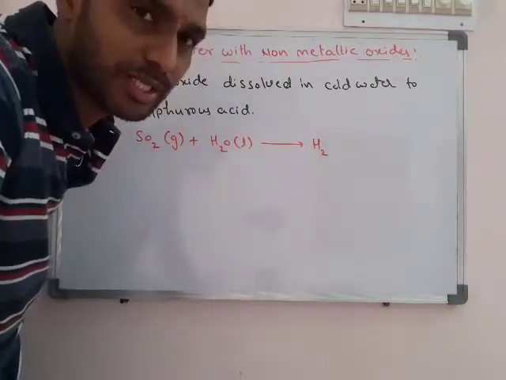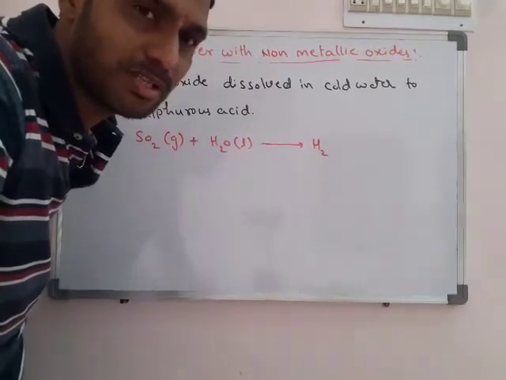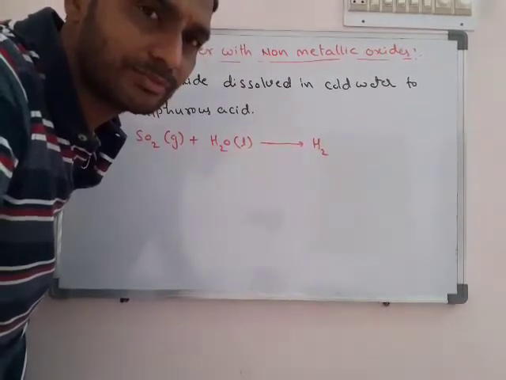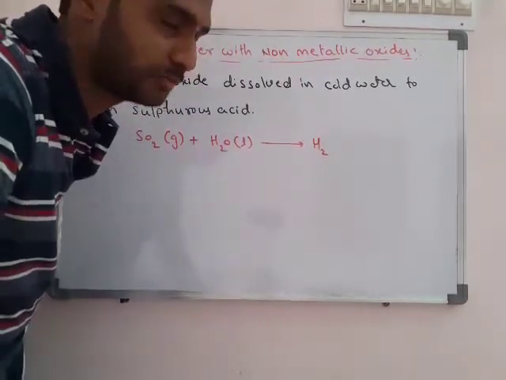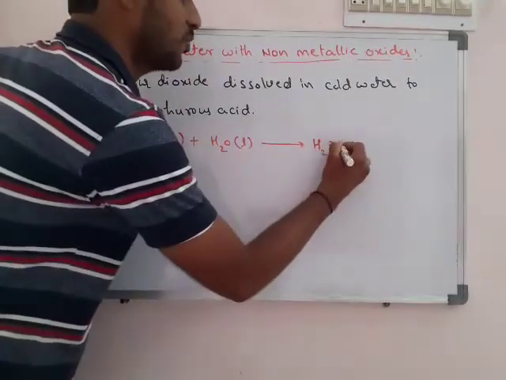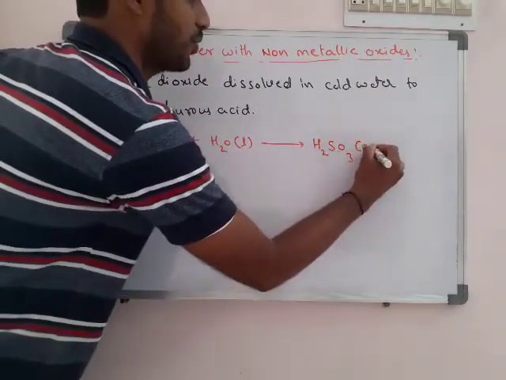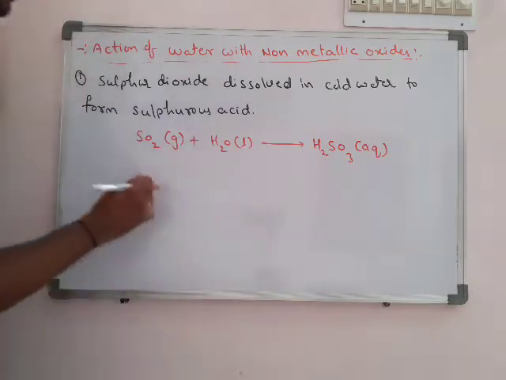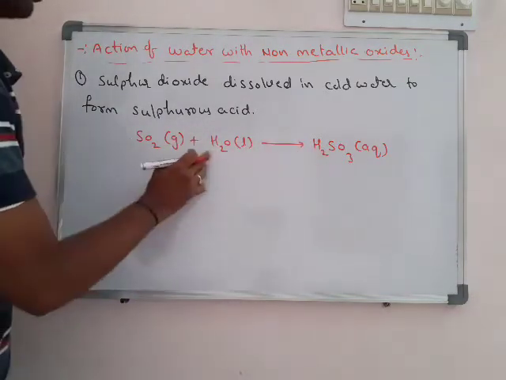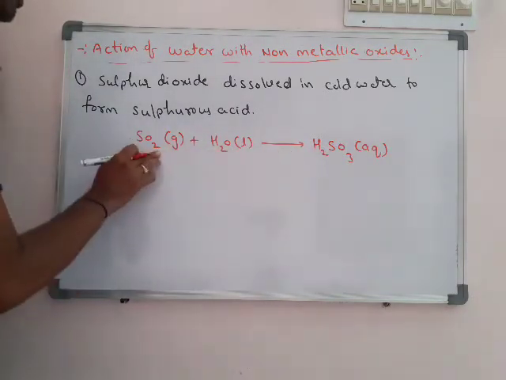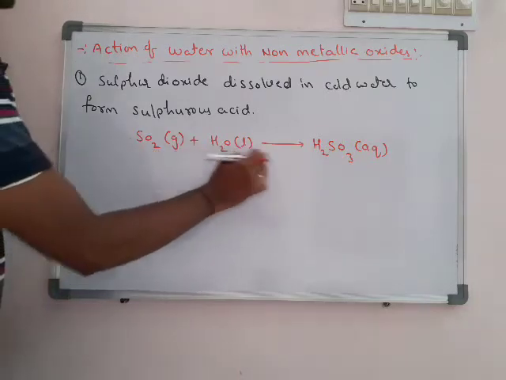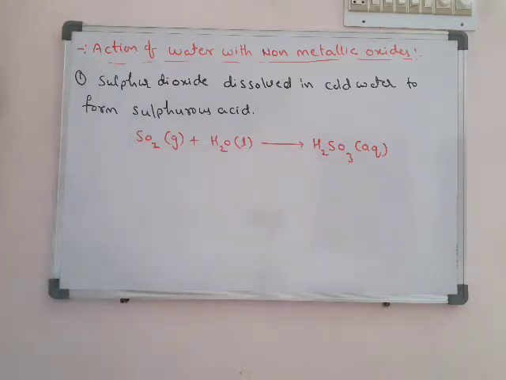Then what about sulfuric acid? Can you guess the formula of sulfuric acid? That is H2SO4. So this is H2SO3, sulfurous acid. So it is balanced: one sulfur, two hydrogens, and 2 plus 1, 3 oxygens. Now we see one more example.